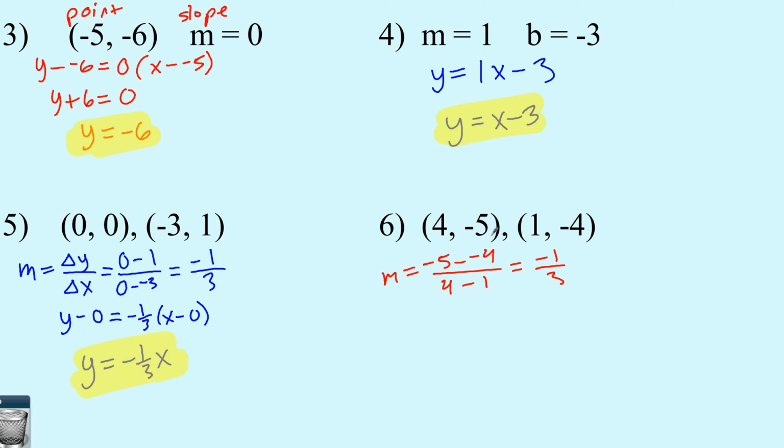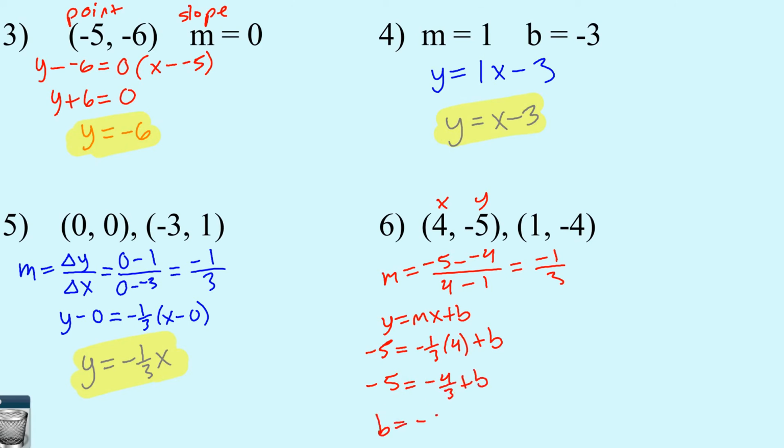So let's do this one a little different. I'm going to plug this one into my y equals mx plus b. So I'm going to make this my x and this my y. So we have negative 5. Again, I'm going to show my steps like I said I would. Y equals mx plus b. So we get negative 5 equals negative 1/3 times 4 plus b. So we get negative 5 equals negative 4/3 plus b.